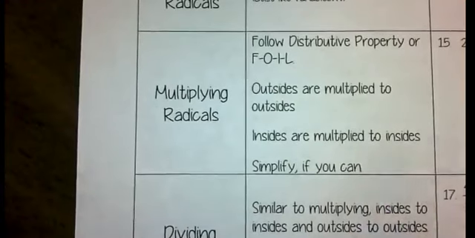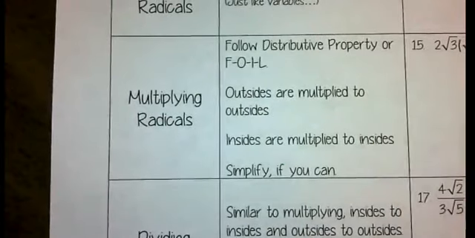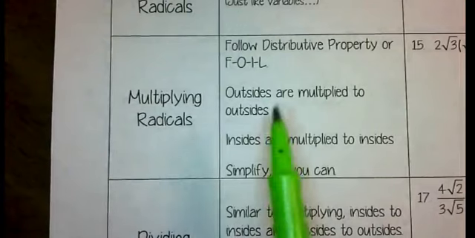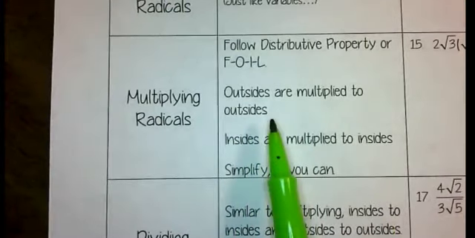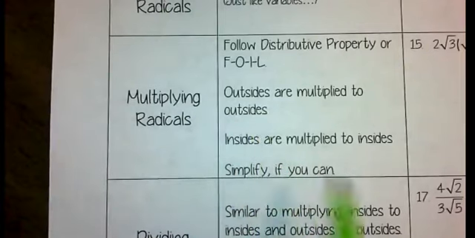But when we multiply radicals, we're going to follow the same rules as we did with polynomials. So we can use FOIL or just the distributive property if FOIL isn't appropriate. But what you need to remember when you multiply radicals is that the outsides are multiplied to the outsides, which are like the coefficients, if you want to call them that. And then the insides are multiplied to the insides. And then if we can simplify, we will.